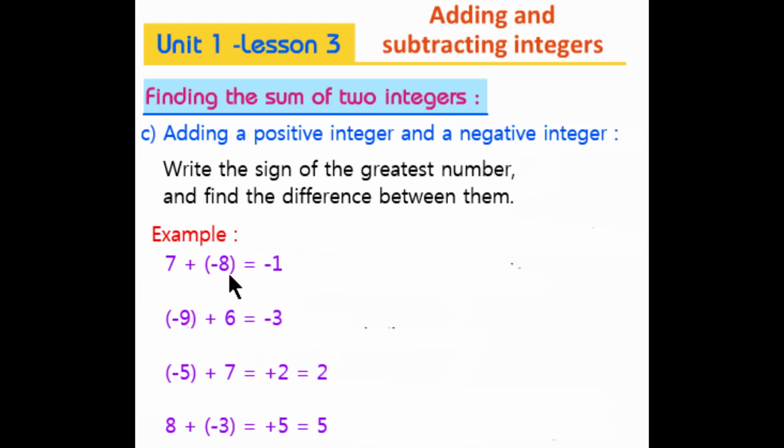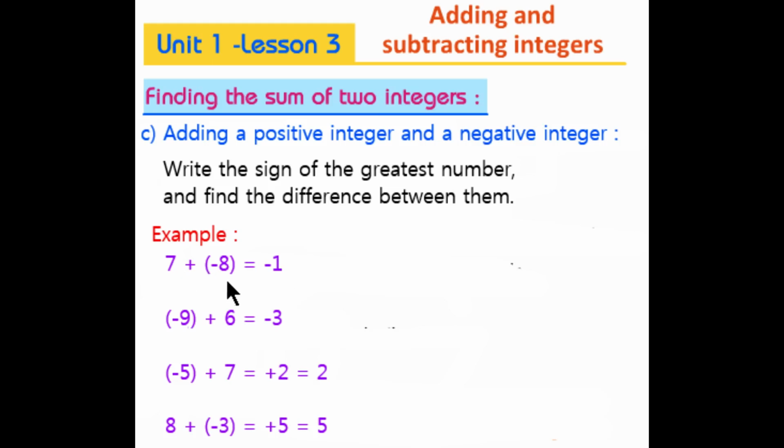At first, write the sign of the greatest number. The greatest number is 8. Write the sign negative and find the difference. The difference means greatest minus smallest. 8 minus 7 equals 1.